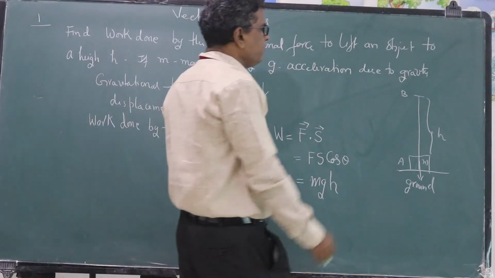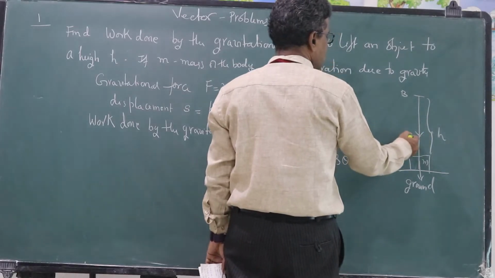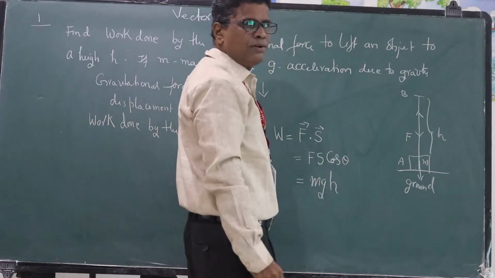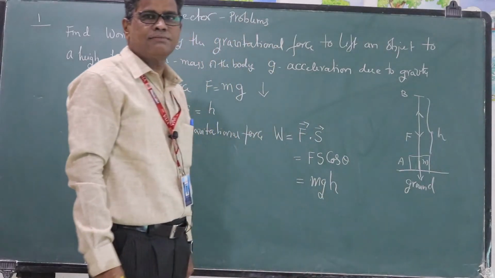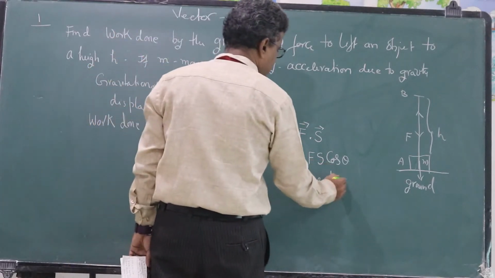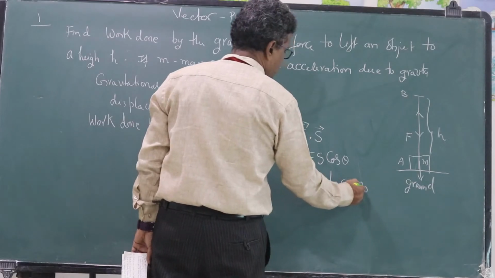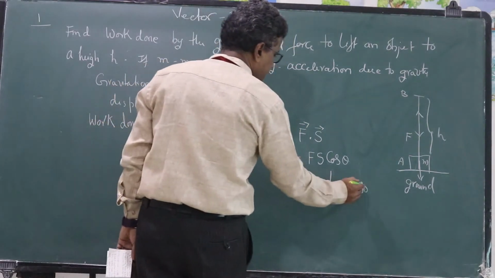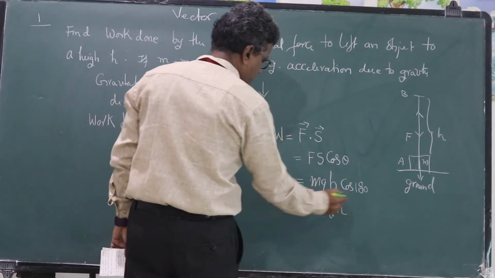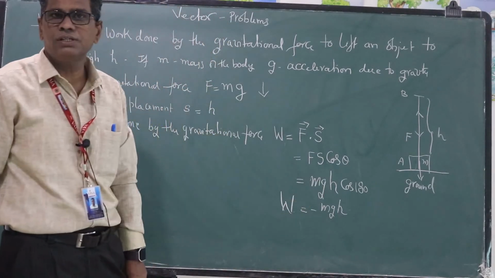So when you are lifting this, gravitational force acts downwards and displacement is up. So what is the angle between them? 180 degrees, because they are in opposite directions. So cos 180. What is cos 180? Minus 1. So that is minus mgh. This is work done by the gravitational force.